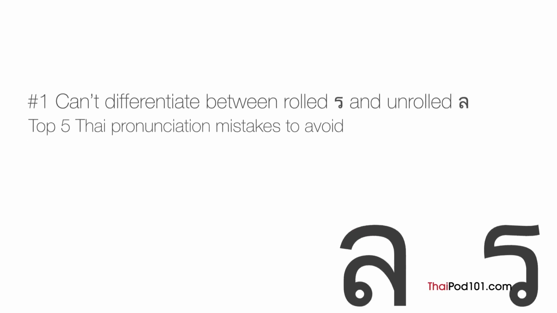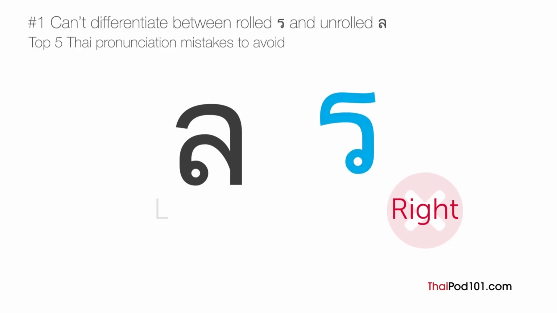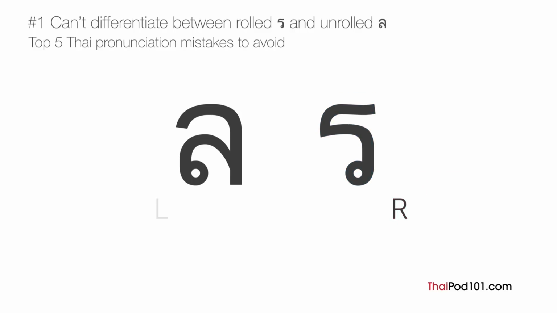Many learners cannot differentiate their Thai R's and L's, mainly because they cannot produce the rolled R sound. You cannot use the English R from right to approximate the Thai R either. Instead, the English R will be rendered like an L sound, essentially making it no different as to whether you're saying right or light to Thai speakers.